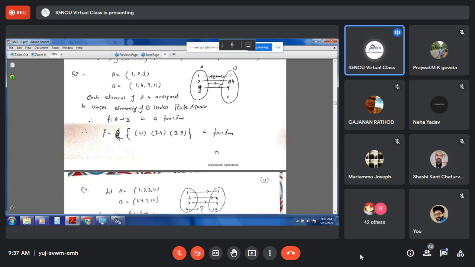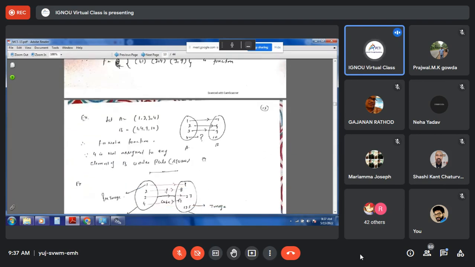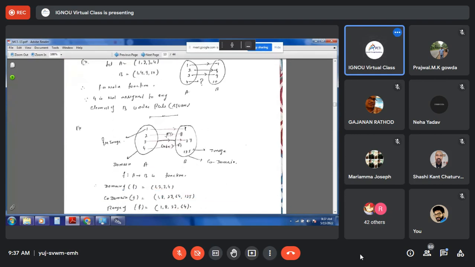Let us see some more examples. See, same, it is not a function. Check it out: 1, 1, 2, 8, 327, 464. It is also a 1-1 correspondence. Every element of A has a different image in B. It is 1-1.